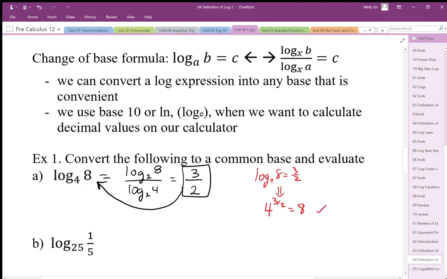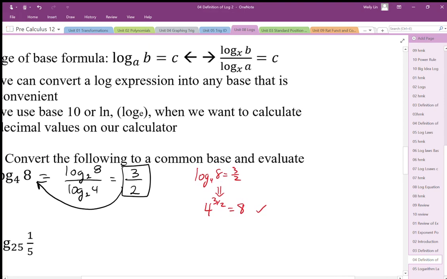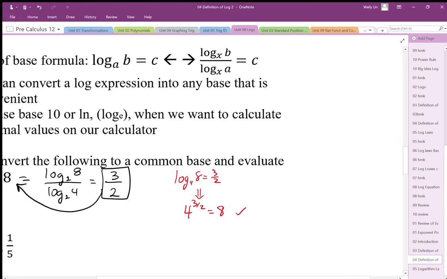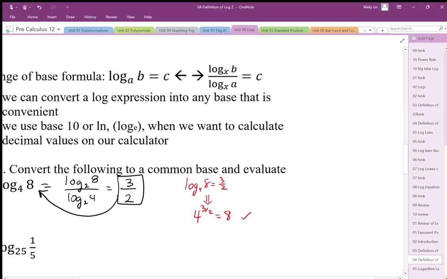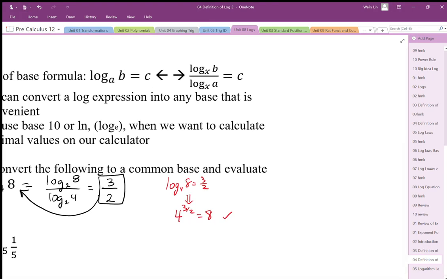I'm going to do another calculator check here. And this is how we often use change of base as well. Sometimes we want to use change of base to be able to type things into our calculator. My calculator has a base 10 button, so I'm going to use a change of base formula here, and I'm going to change this into log base 10 of 8 divided by log base 10 of 4.